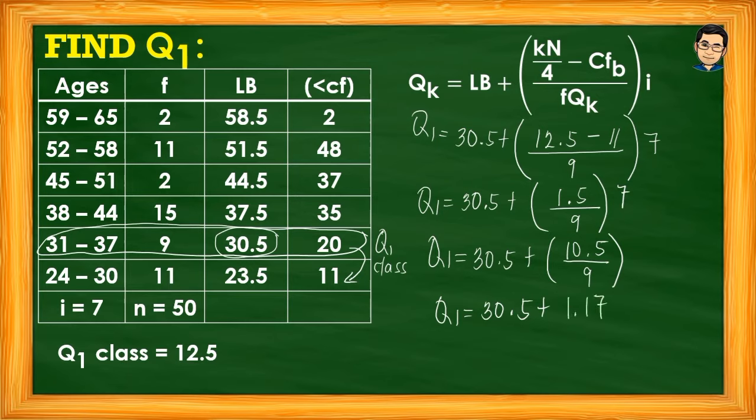So ang pinaka value kasi ng 10.5 divided by 9 is 1.16, yung 6 repeating siya. So we'll just round up to the nearest hundredths. And then i-add lang po natin yan. So 30.5 plus 1.17. Our final answer will be 31.67.